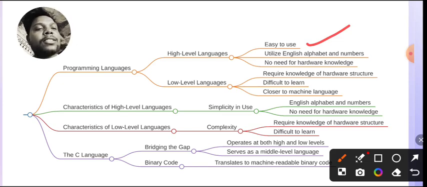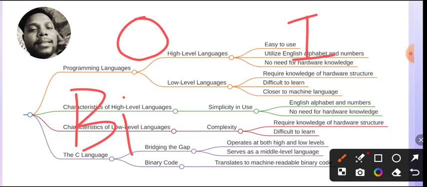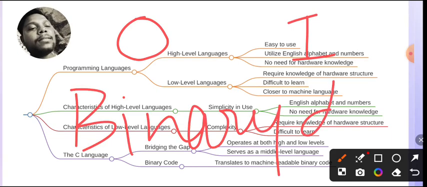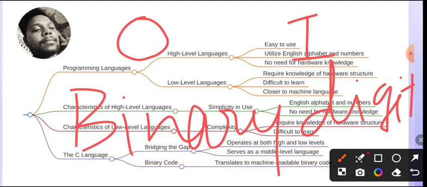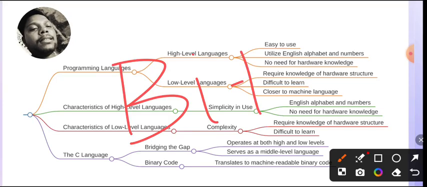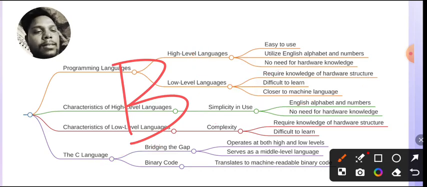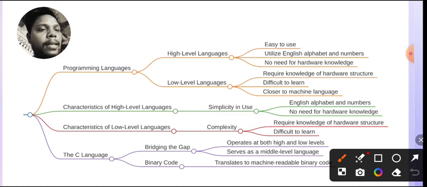So what is low level language? Low level language is used by the computer. It cannot be understood by humans, but it is easy for machines. Low level language consists of 0 and 1. 0 and 1 is also called binary language, binary digits. That's why we merge it as a bit, which is a short form of binary digit. I hope you will understand in the next few days.